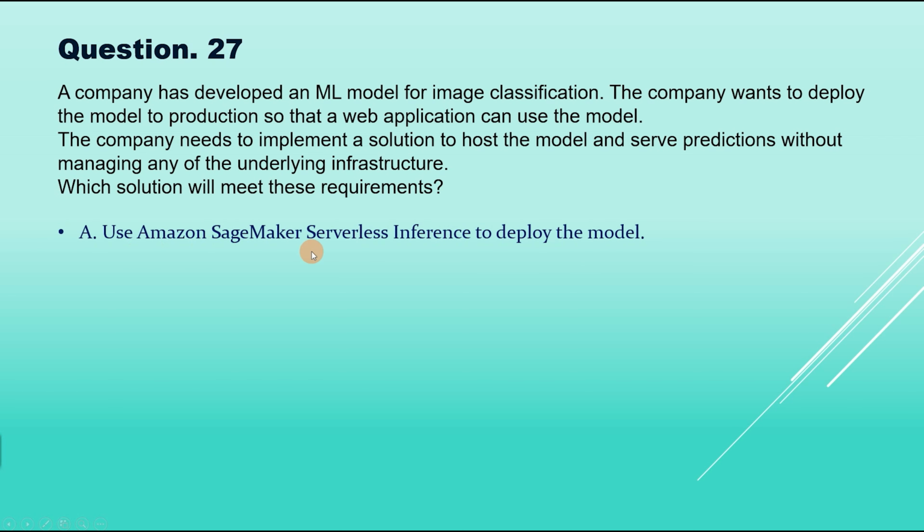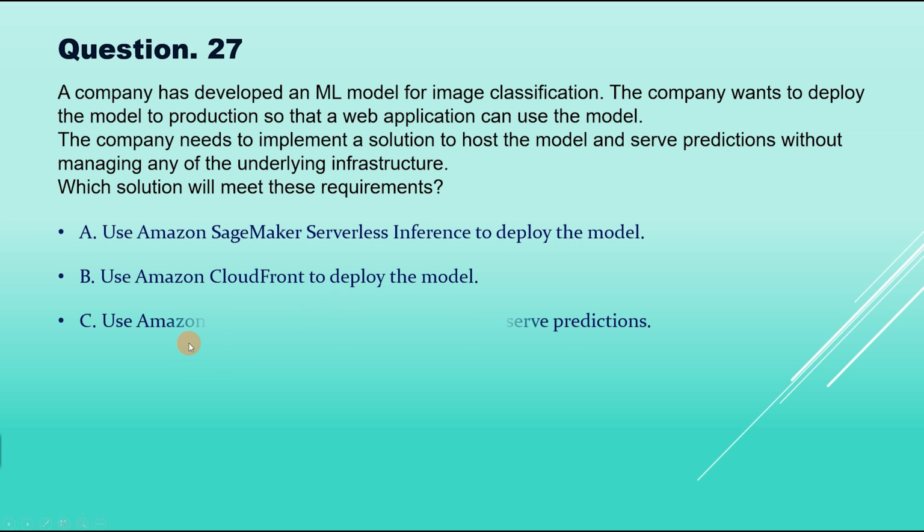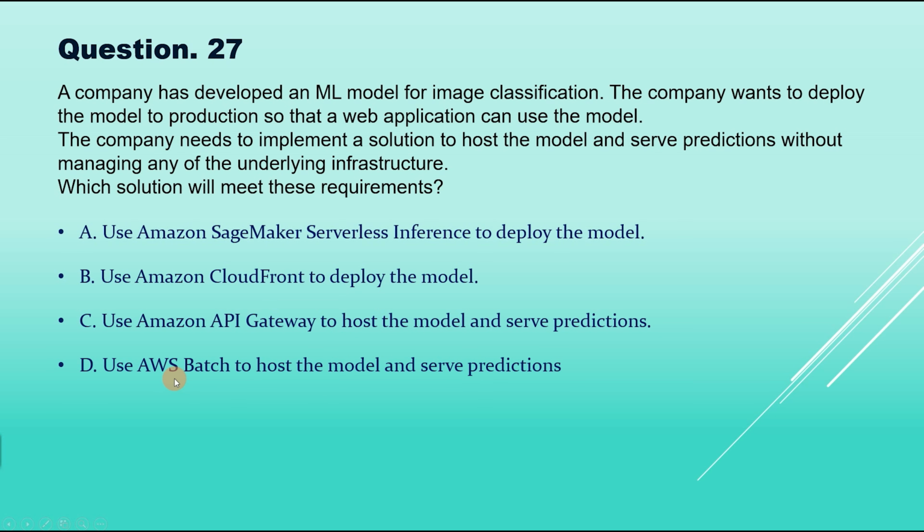Option A, use Amazon SageMaker serverless inference to deploy the model. Option B, use Amazon CloudFront to deploy the model. Option C, use Amazon API Gateway to host the model and serve predictions. Option D, use AWS Batch to host the model and serve predictions. Try to guess the correct answer here. I am pausing for a moment.